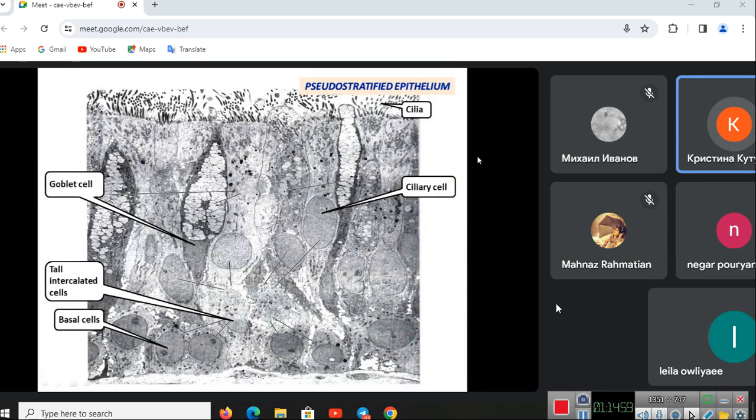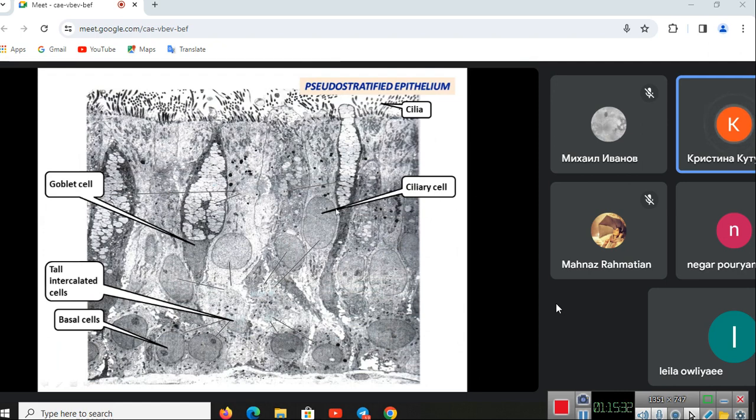Another picture of this epithelium. The basement membrane is somewhere here. So here's the border of this epithelium. Next, the basal cells, whose cell nuclei are located the most closely to the basement membrane. Next will go the intercalated cells, and the most apical row of cell nuclei is the row containing cell nuclei of goblet cells and ciliated cells.